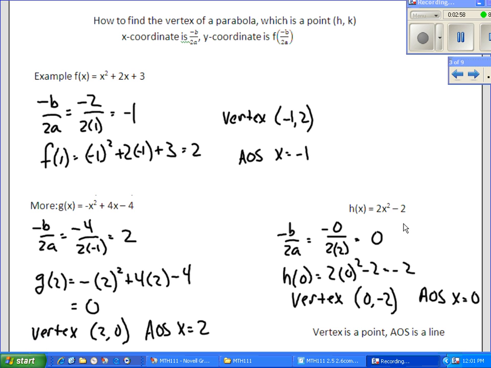And then our third example, since b is 0, our x-coordinate of the vertex is just 0, which gives us negative 2 for the y-coordinate, and then the vertex is 0, negative 2, and the axis of symmetry is x equals 0.